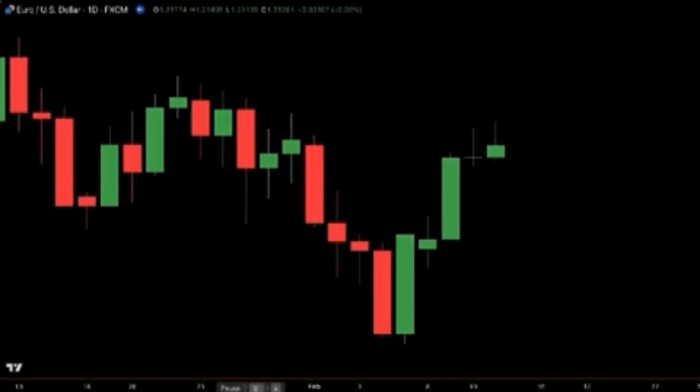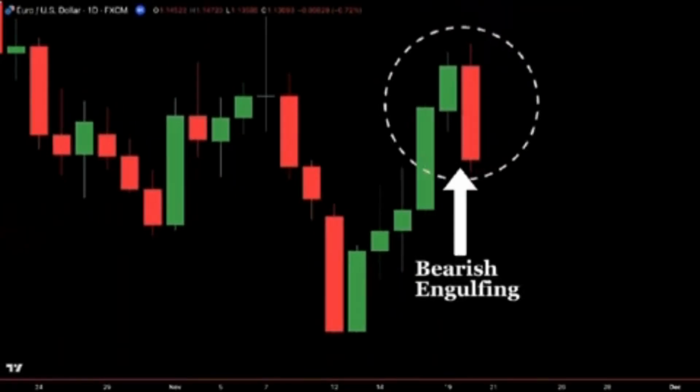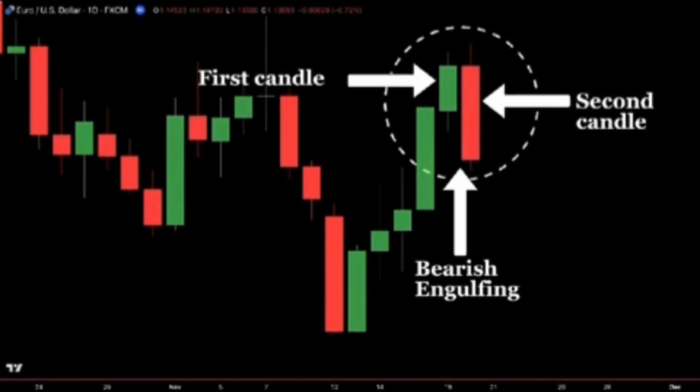On the other hand, a bearish engulfing happens at the top of an uptrend. The first candle is green, indicating buying pressure, but then a much larger red candle follows, completely swallowing the previous one. This shift shows that sellers have taken control, and a potential move downward could be coming.